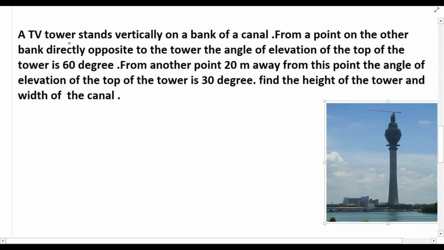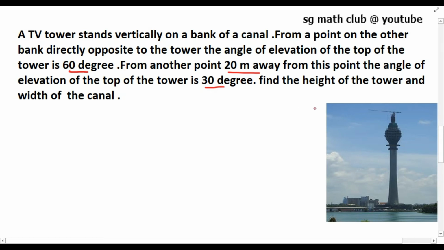So the next question goes like this. A TV tower stands vertically on a bank of a canal. From a point on the other bank directly opposite to the tower, the angle of elevation of the top of the tower is 60 degree. From another point 20 meter away from this point, the angle of elevation of the top of the tower is 30 degree. Find the height of the tower and the width of the canal.